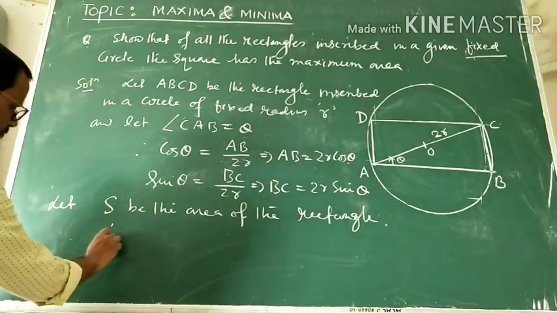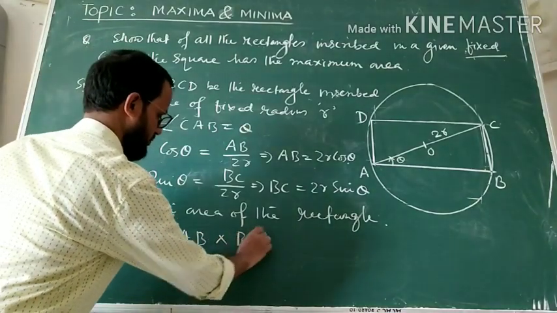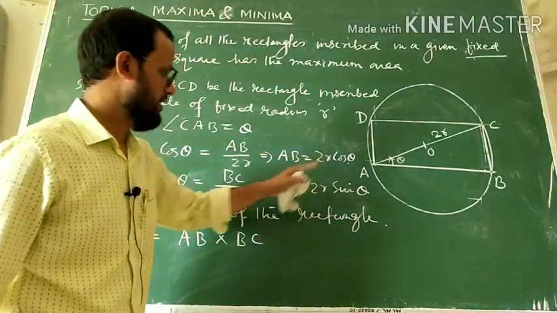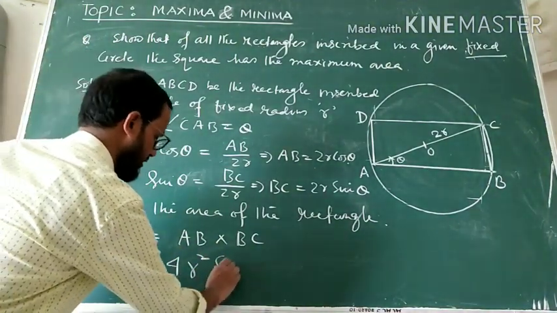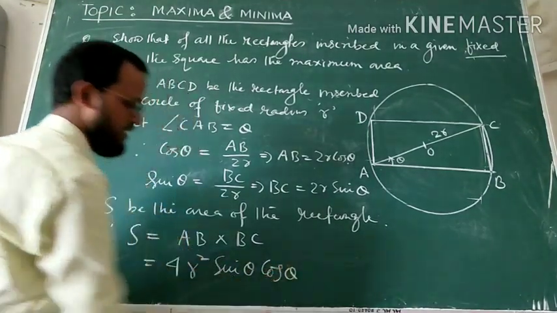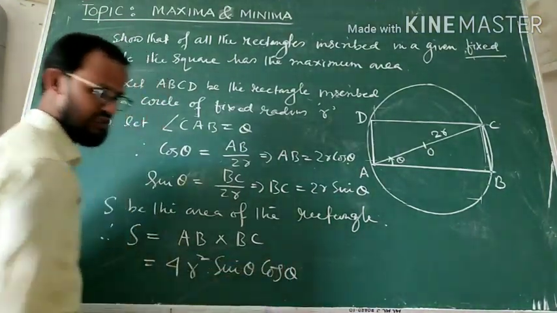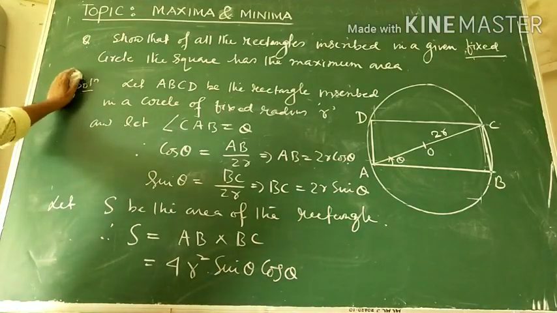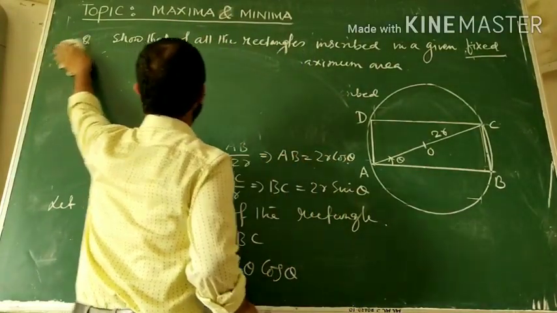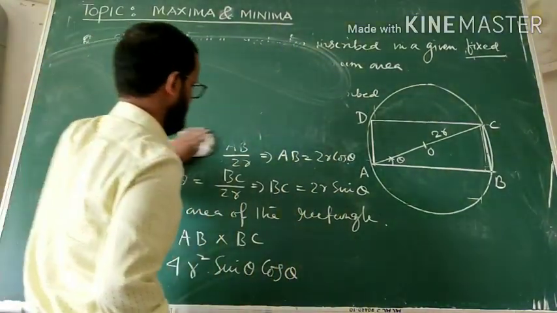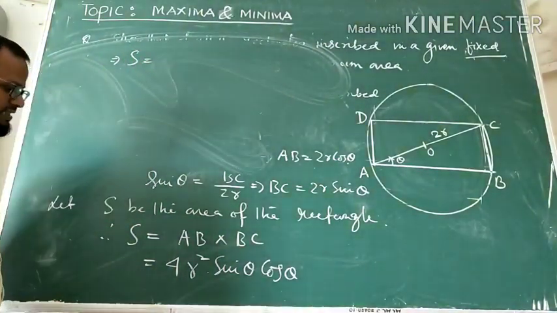Then S equal to, what is S? S equal to length into breadth, AB into BC. If you multiply it, it will be 4r square sin theta cos theta. I hope you understand. Sin theta cos theta, take 2 from the 4 to this side, then 2 sin theta cos theta can be written as what? Sin 2 theta. So implies S equal to, you can write S is a function of now theta.